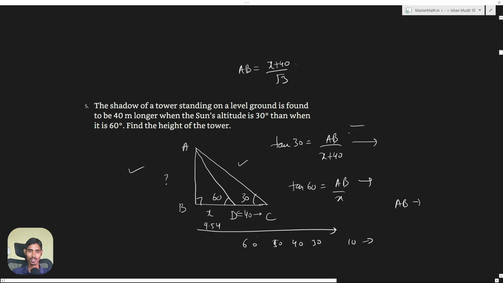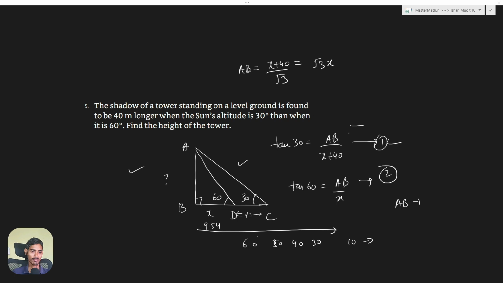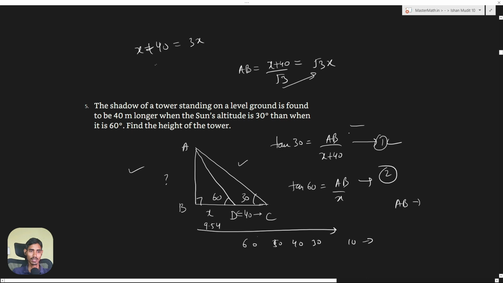Okay, AB from both these things would be x plus 40 by root 3. That is going to be root 3x. Correct? Is that correct from the first one and the second one? Ishan, is that okay? So if this is the case, x plus 40 is equal to 3x. 2x is equal to 40, x is equal to 20. So x is 20. And AB would be root 3x, 20 root 3, 20 into 1.73.